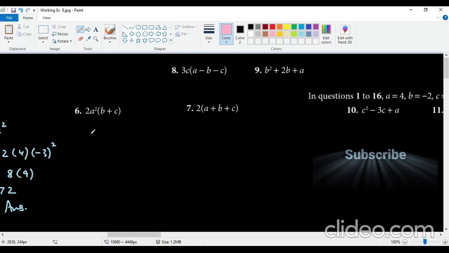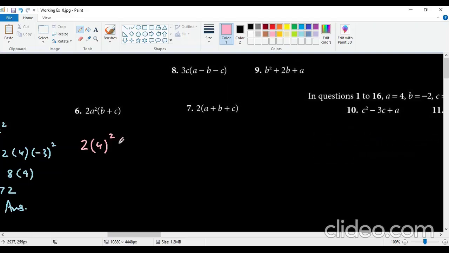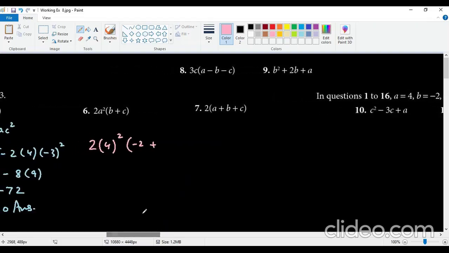I'm placing the values directly this time. 2 times a is 4, which is squared, and in the bracket we have the value of b, which is negative 2, plus the value of c, which is negative 3.